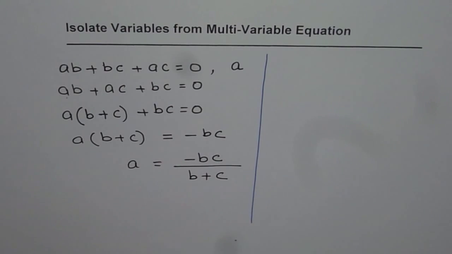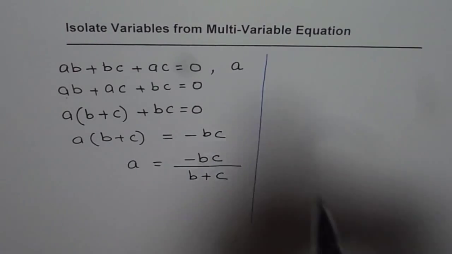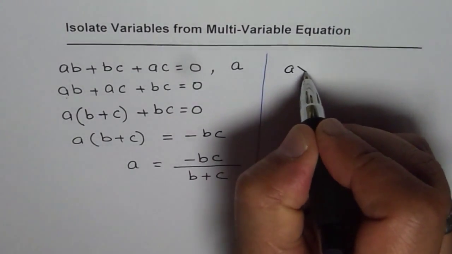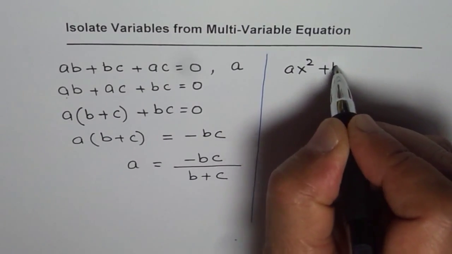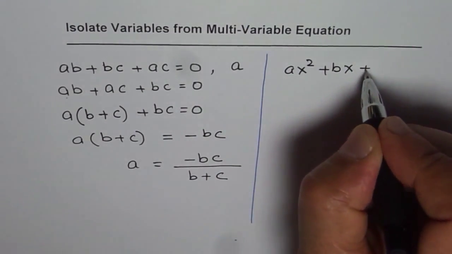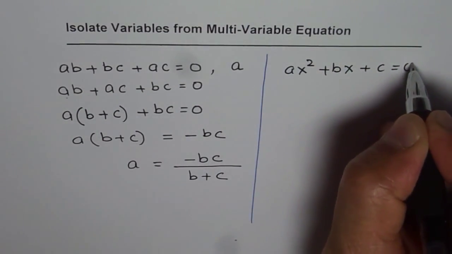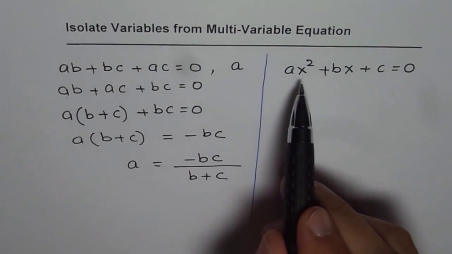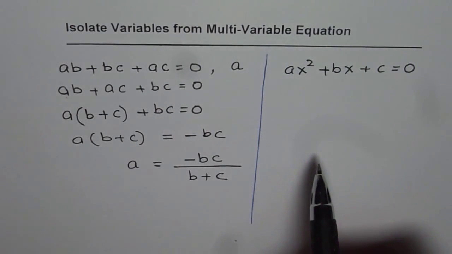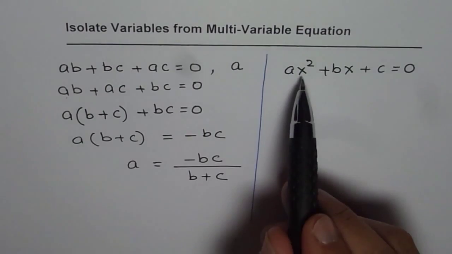So that was kind of linear, right? So I'll give you one more example, and this time a quadratic equation, which is ax squared plus bx plus c equals to 0, right? Now from this equation we need to isolate x. How are we going to isolate x?